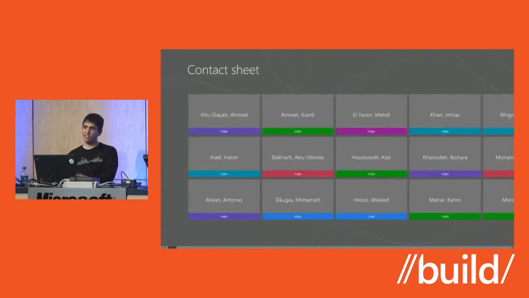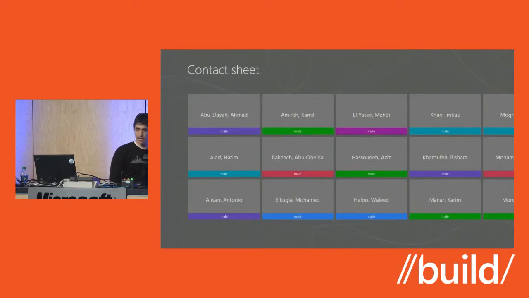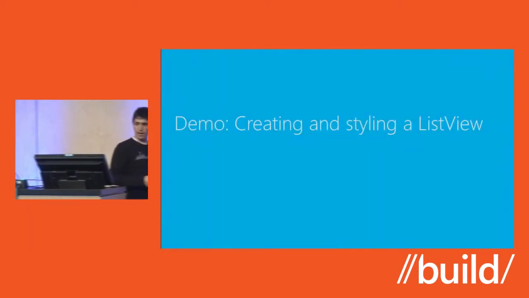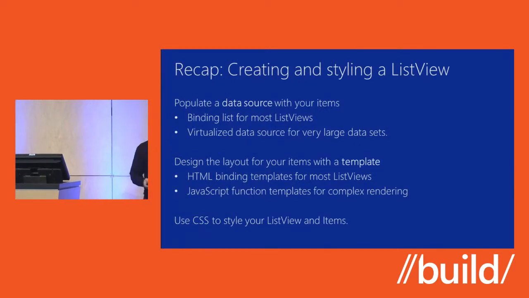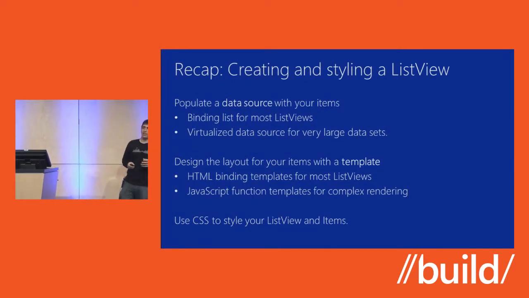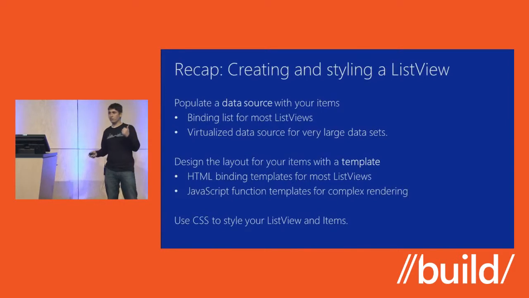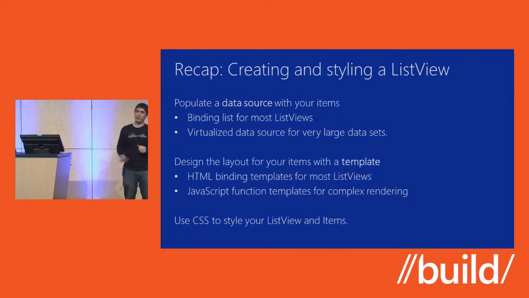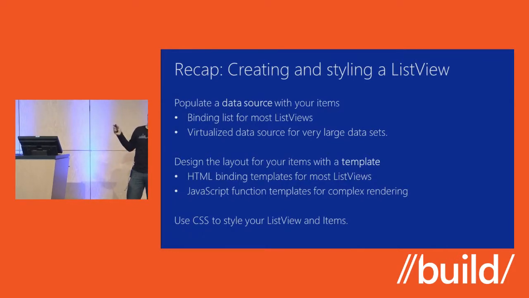And so that's how you create a list view with an item data source and a template. It's really easy to create a list view if you have some data in an array. We have two different data sources: the binding list and the virtualized data source. The binding list is probably what you're going to use. It's the fastest. It's all in memory. The virtualized data source is for really large lists that you really need to be virtualized.